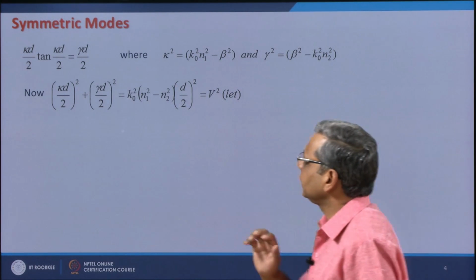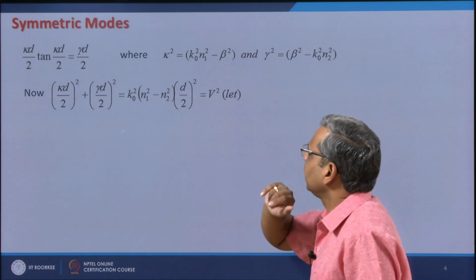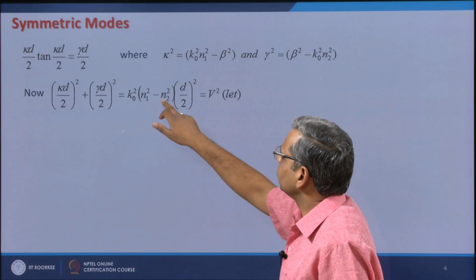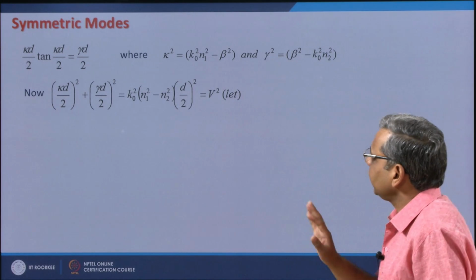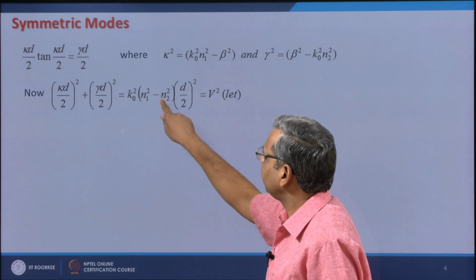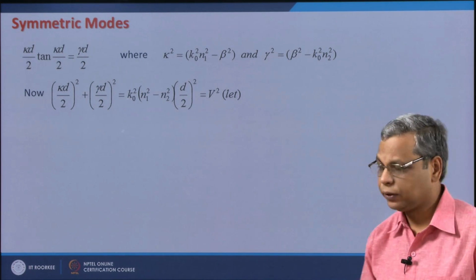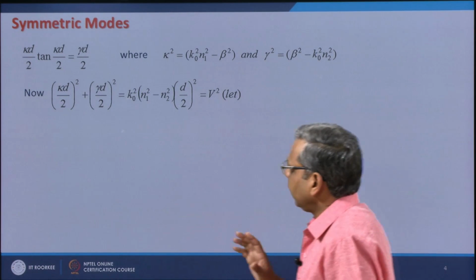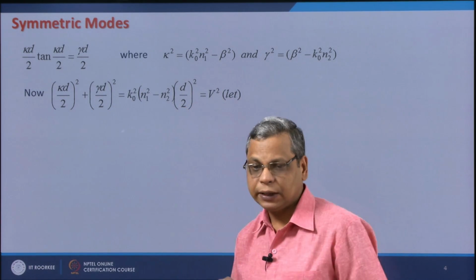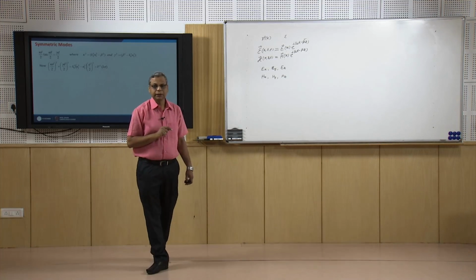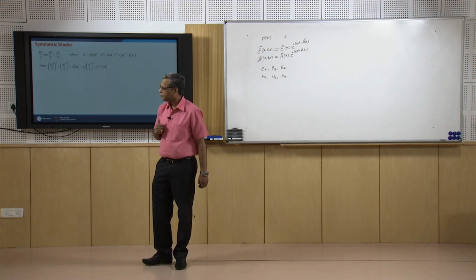So if I add these two up, kappa d by 2 squared plus gamma d by 2 squared, I get k naught squared times n1 squared minus n2 squared times d by 2 squared. It has all the waveguide parameters and the wavelength, because k naught is 2 pi over lambda naught. So by adding these two up, I get something which contains only the waveguide parameters and the wavelength, which are the inputs basically.